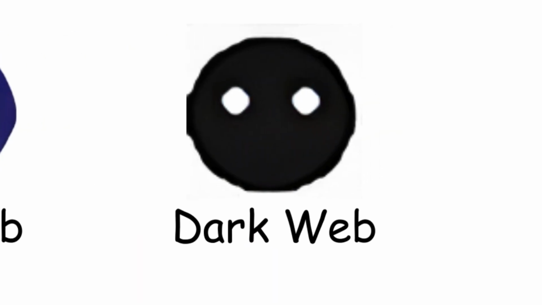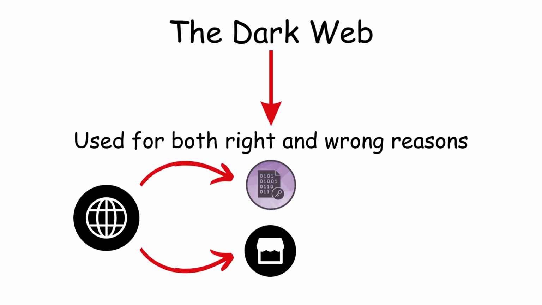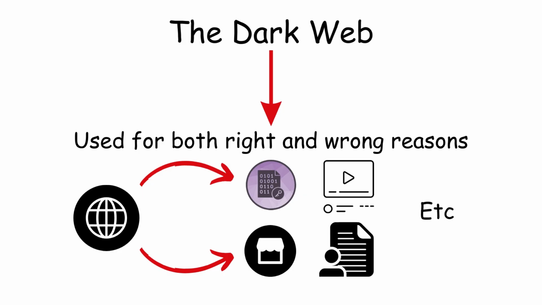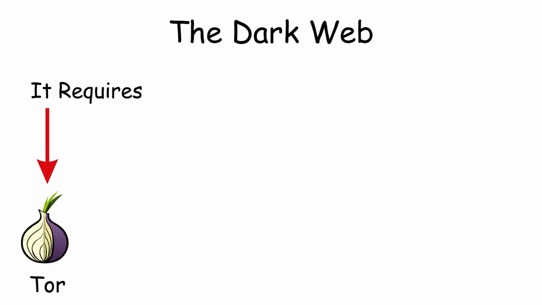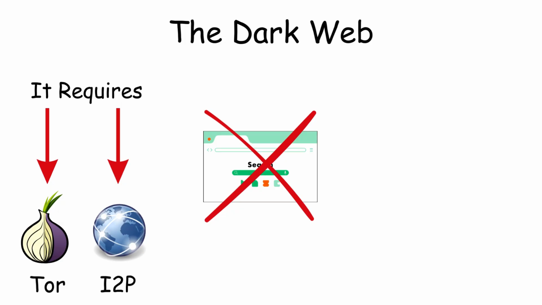The dark web. This is the layer that gets all the headlines, for both the right and wrong reasons. The dark web contains encrypted forums, marketplaces, whistleblower platforms, anonymous blogs, etc. It requires special software like Tor or I2P to access and is not indexed by search engines.